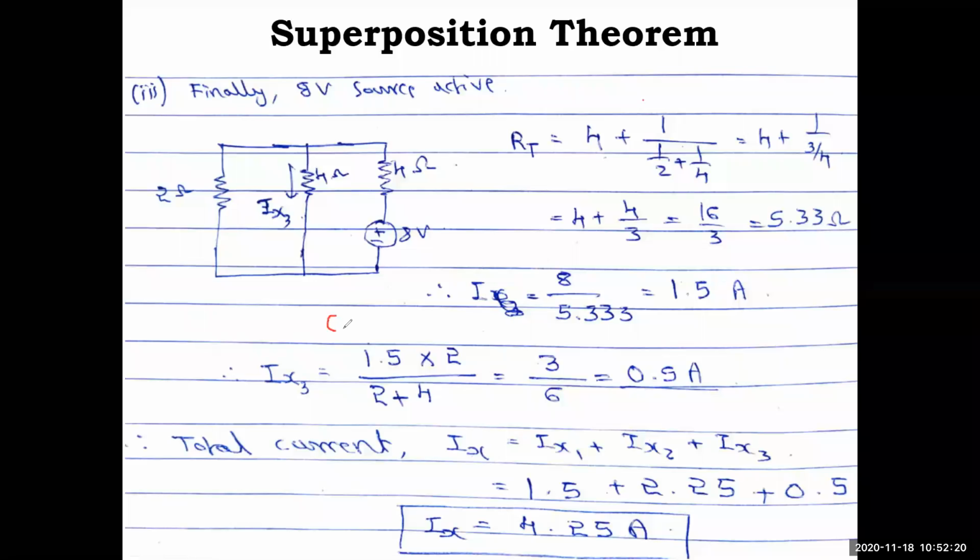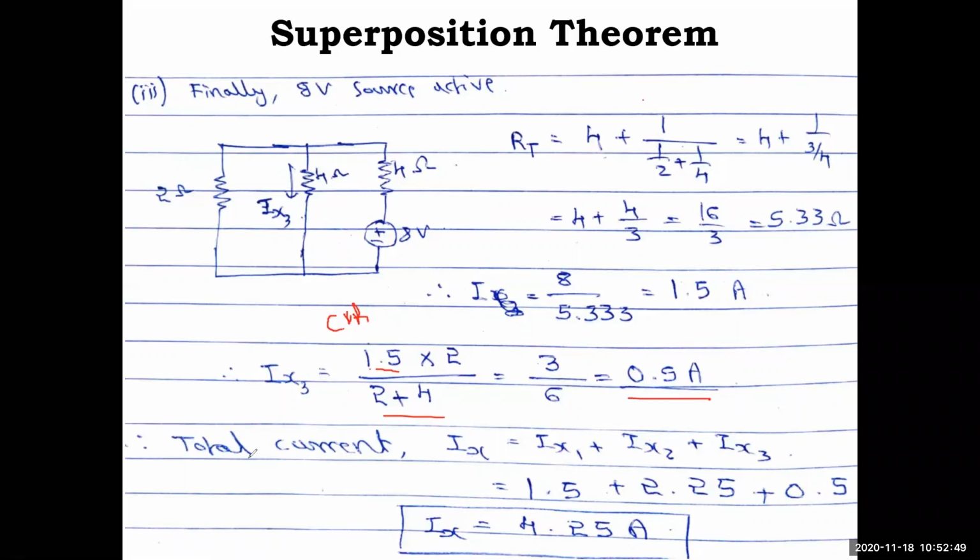Okay, so hope you are understanding. Just go through the first part again if you have not understood the current divider rule. So total current 1.5 into the opposite branch resistance, which is 2 here, divided by total resistance 2 plus 4. So it is 2 by 6. So 2 into 1.5, 3 by 6, it is equal to 0.5 amps. So you got the 3 currents using one source active at a time.